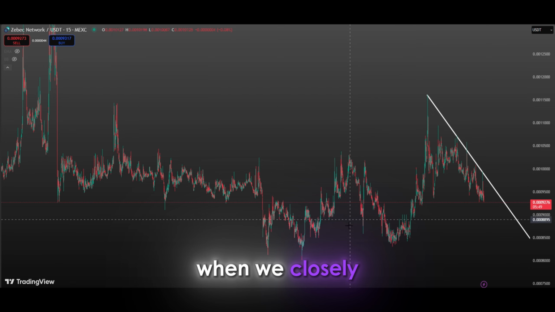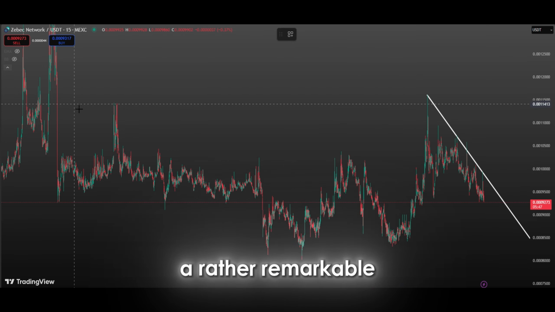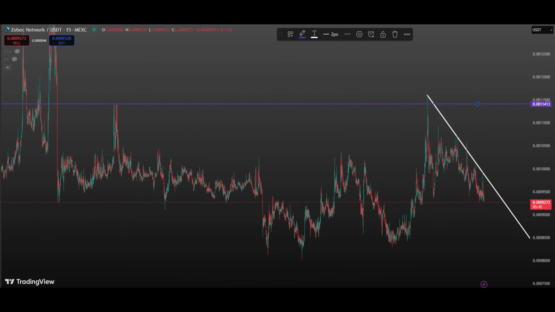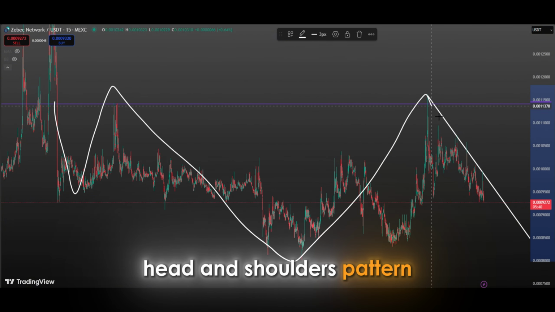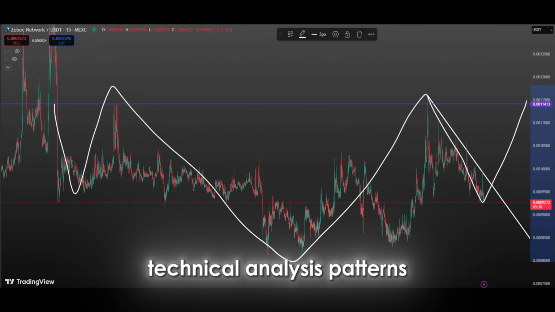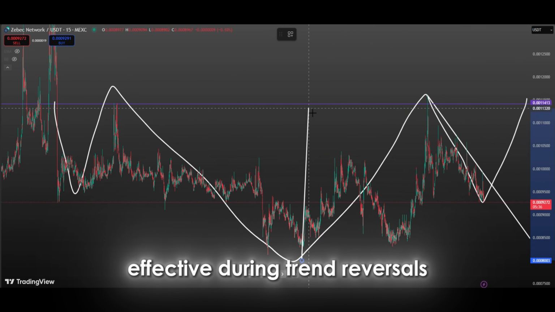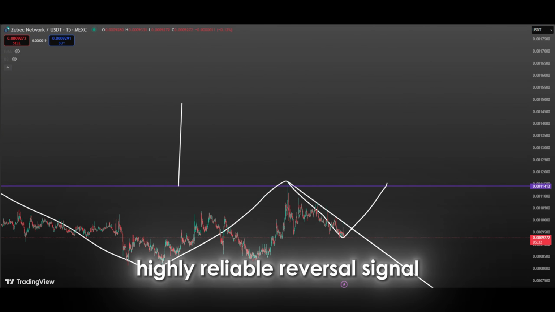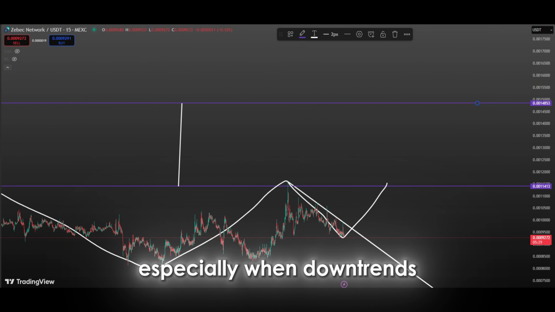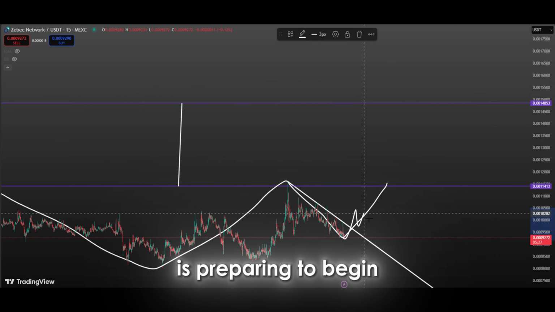Stay tuned. When we closely examine the chart, we see that a rather remarkable pattern is forming. Looking at the structure that is currently forming, we see an inverse head and shoulders pattern, which is one of the classic technical analysis patterns, and is usually effective during trend reversals. This pattern is considered by traders to be a highly reliable reversal signal, especially when downtrends are ending and an uptrend is preparing to begin.